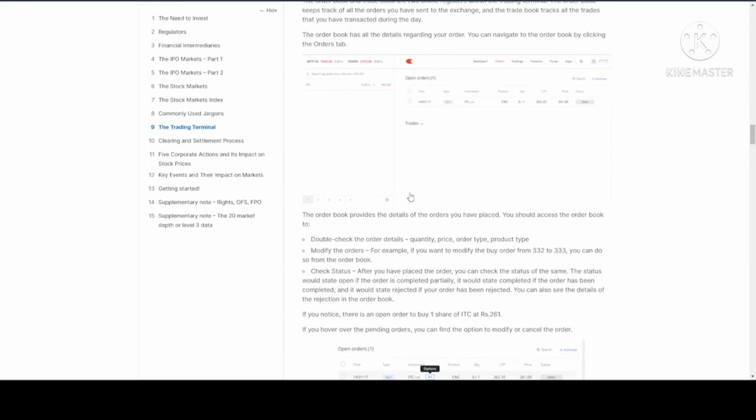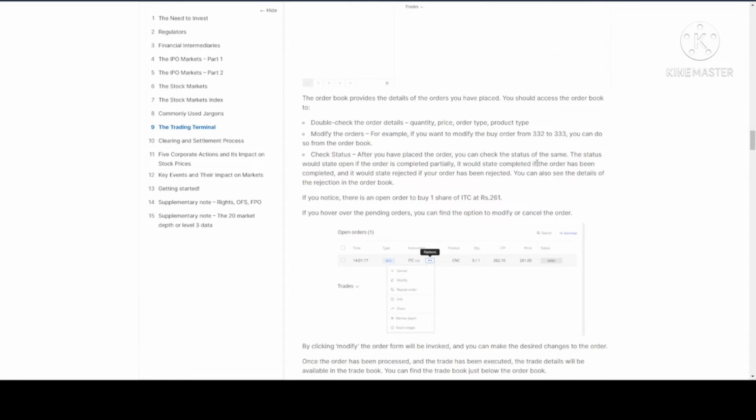The order book provides the details of the orders you have placed. You should access the order book to double check the order details: quantity, price, order type, product type. Modify the order. For example, if you want to modify the buy order from 332 to 333, you can do so from the order book. Check status. After you have placed the order, you can check the status of the same.